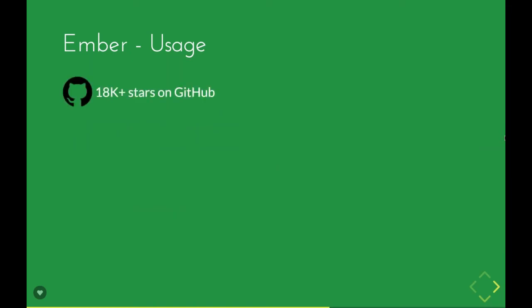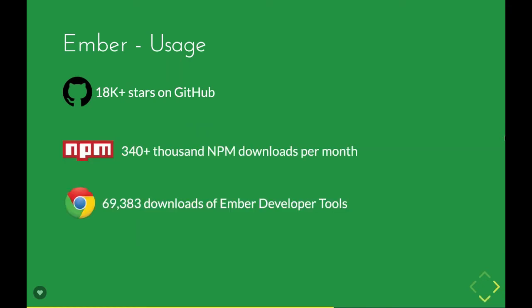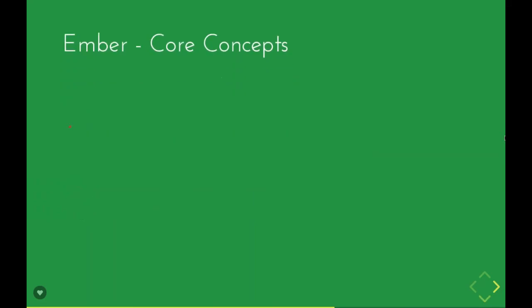In terms of usage, you have 18,000 stars on GitHub, 340,000 npm downloads per month, and about 70,000 or so downloads of the Ember developer tools in Chrome. I'm just specifically sticking with Chrome, but there are of course other tools available across these libraries for other browsers as well.